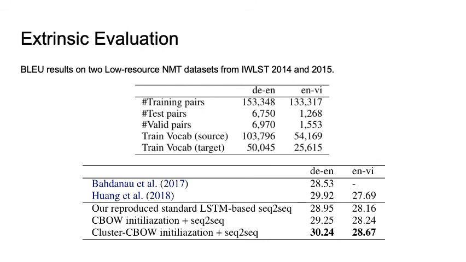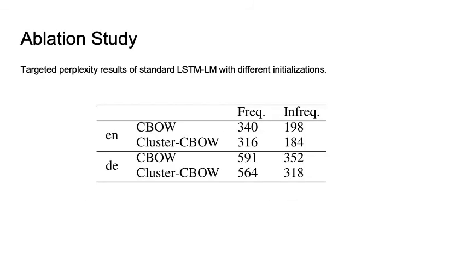We use two low-resource NMT datasets for extrinsic evaluation, as you can see in the table. We use two cited results here, and make sure our reproduced LSTM-based sequence-to-sequence model is comparable to the published LSTM-based sequence-to-sequence models. As you can see, our model can improve over the baseline.